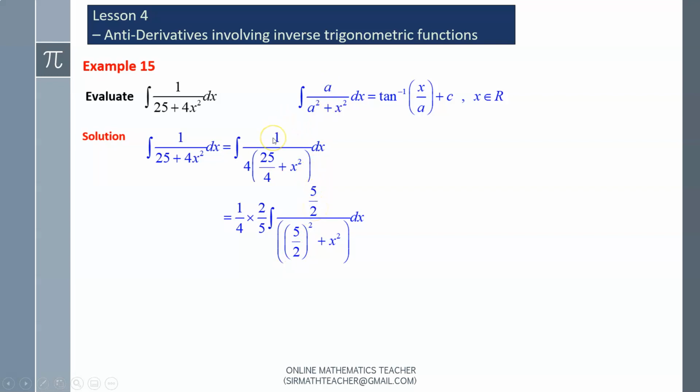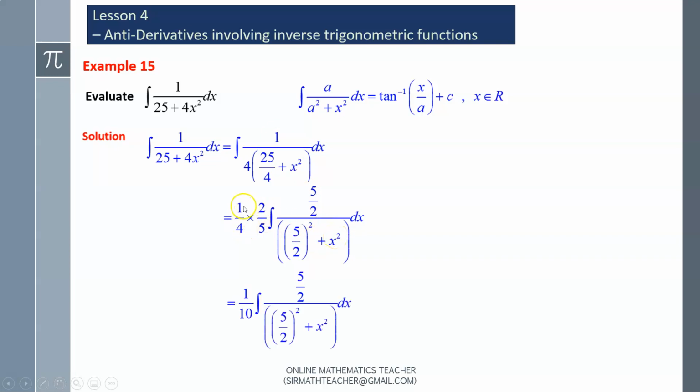But originally it was 1. So hence I'm going to multiply my integral by 2/5. 2/5 times 5 on 2 is the 1. But I've set up a situation where I've got a over a squared plus x squared.